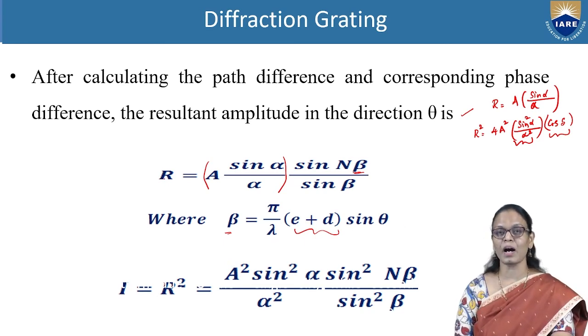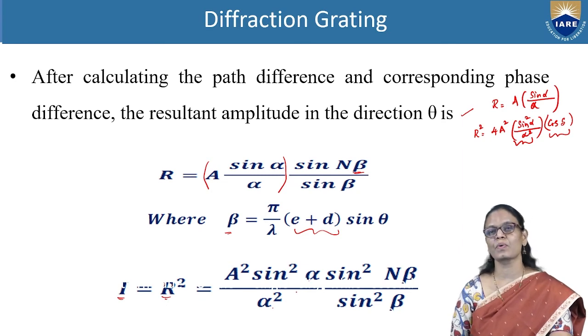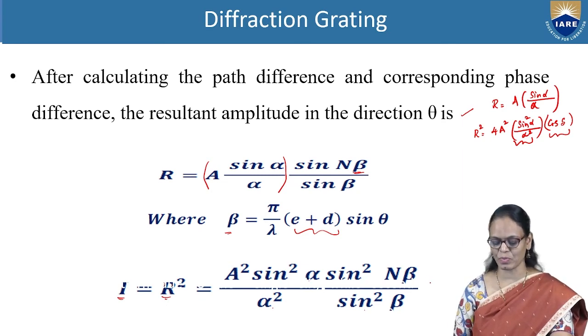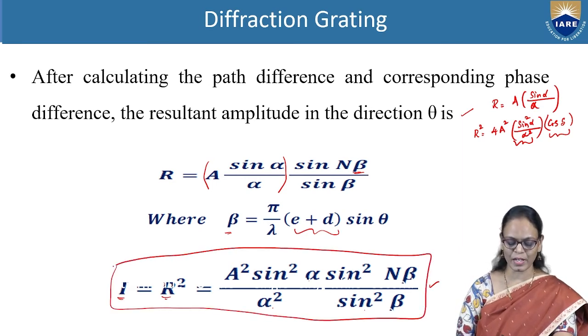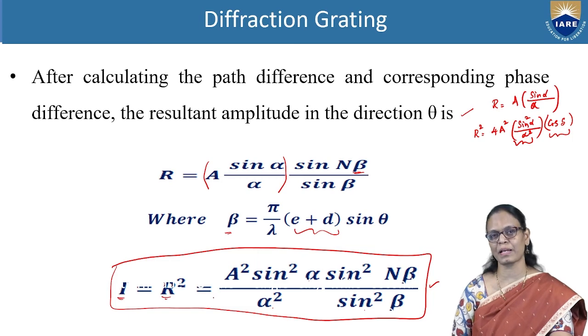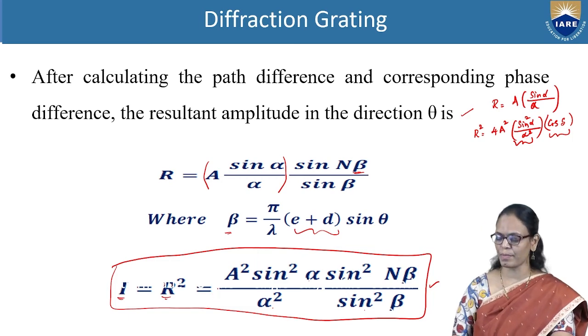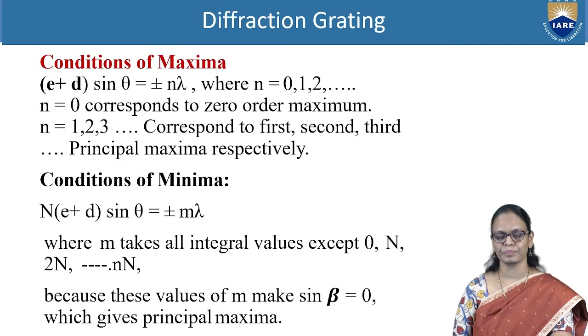So once you have R, we can calculate the intensity. I is equal to R square. So how do we get R square? A square sin square alpha by alpha square into sin square N beta by sin square beta. So this gives us the resultant intensity. Applying conditions on this will give us the principal maxima, the secondary maxima, and also the minima.